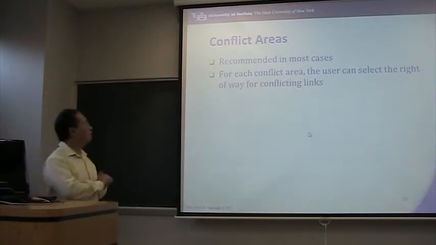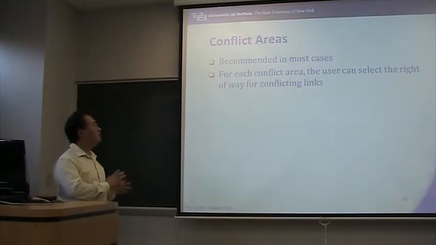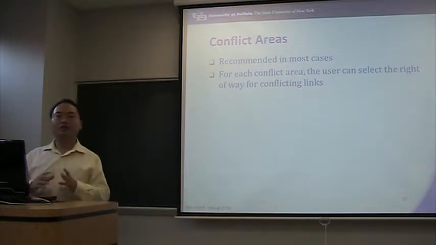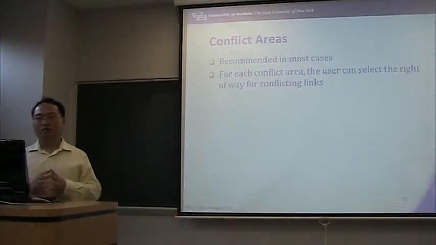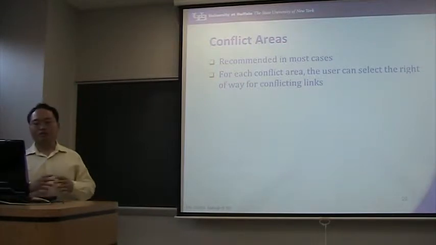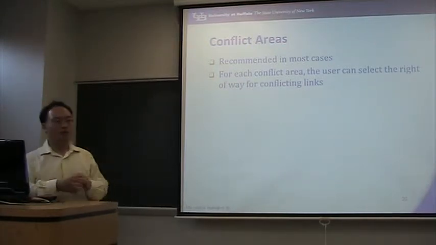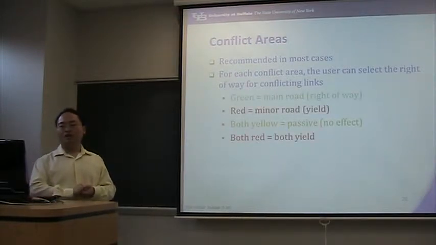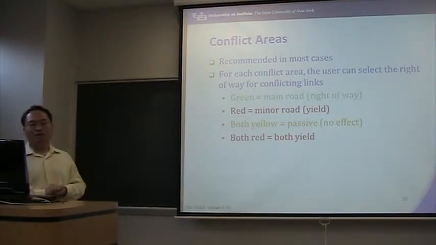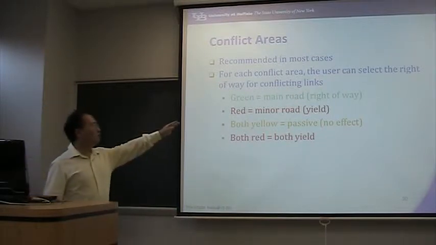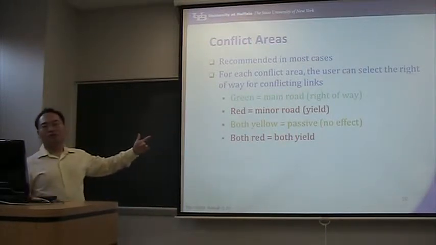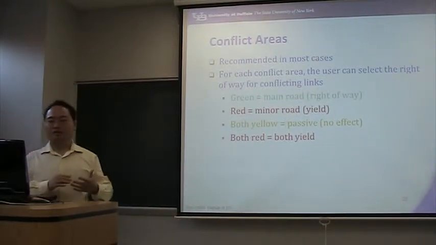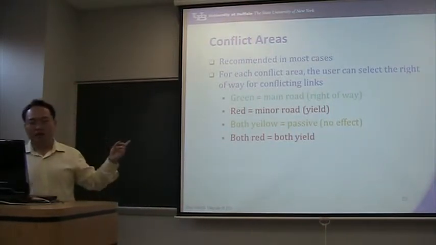So PTV suggested another solution called conflict areas. It's easier to code. For each conflict area, the users can select the right-of-way for all the conflicting links. There are 3 colors: green, red, and yellow. Green means main road, red means minor road, and yellow means passive, which is undefined. So 3 colors.